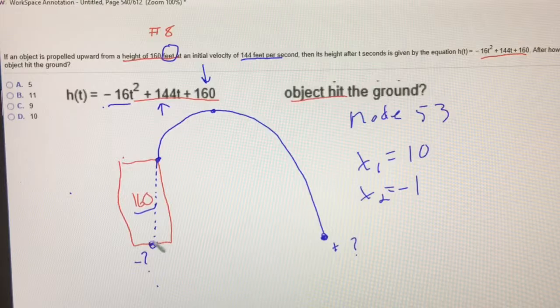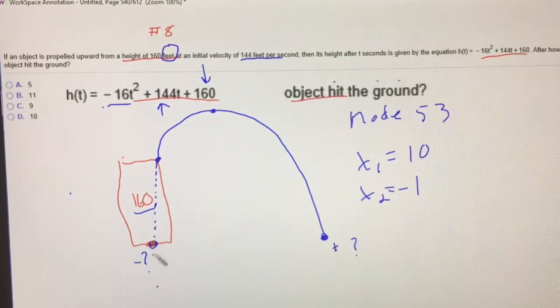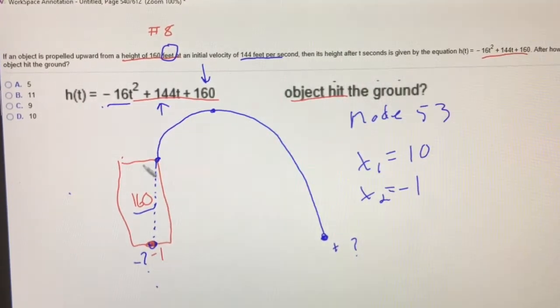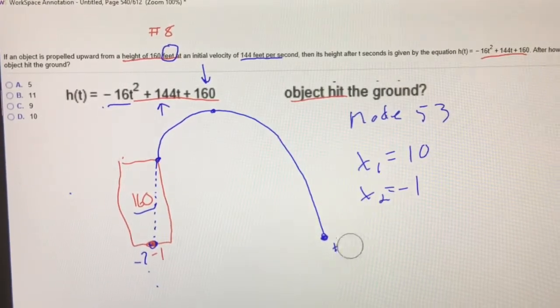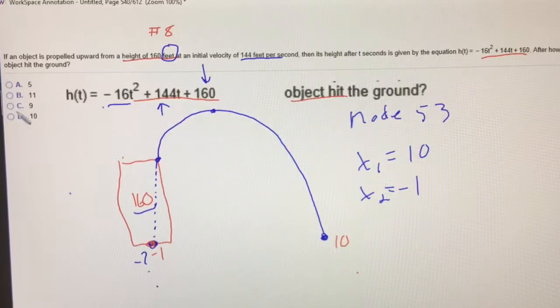So you can't hit the ground at -1 seconds. It's true mathematically, but it's not true in reality. So it goes up, it's in the air for a while, and it hits the ground after 10 seconds. So that thing was launched in the air for a long time. And notice my choice is over there.